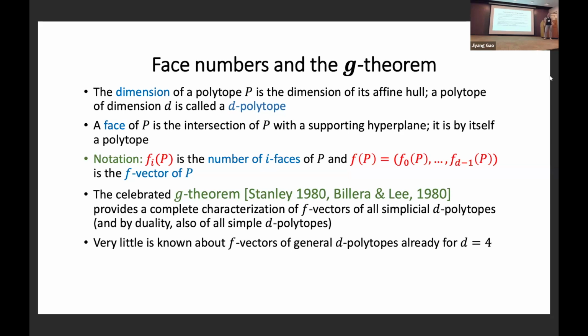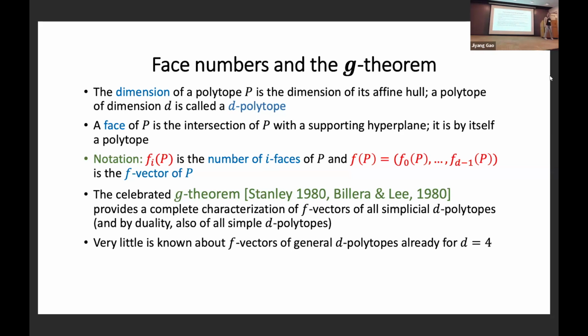As any characterization, it has two parts, necessity of conditions and sufficiency of conditions. Necessity of conditions was proved by Stanley, and sufficiency was proved by Billera and Carl Lee. And that's a wonderful theorem. And of course, by duality, we can also use it for simple polytopes.